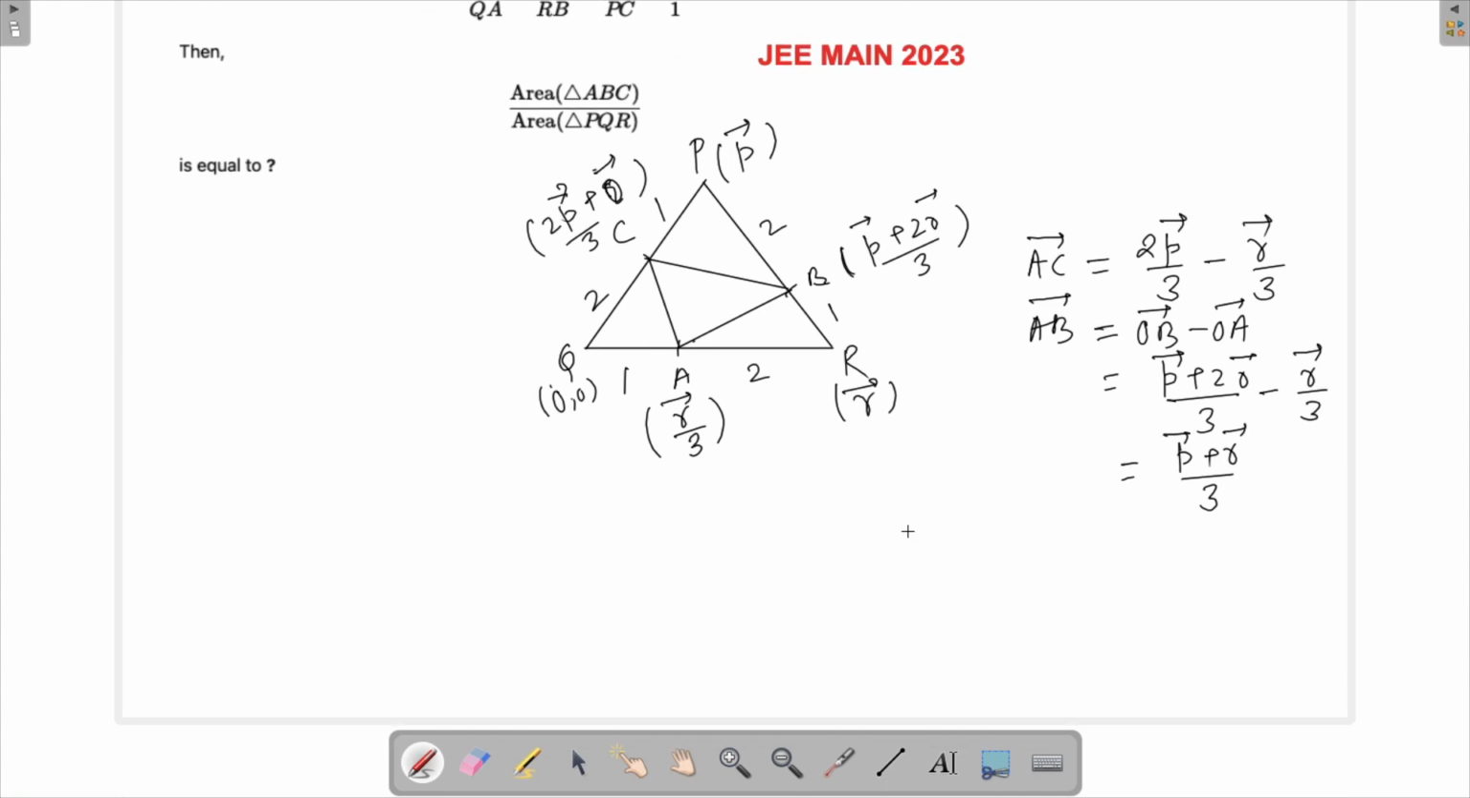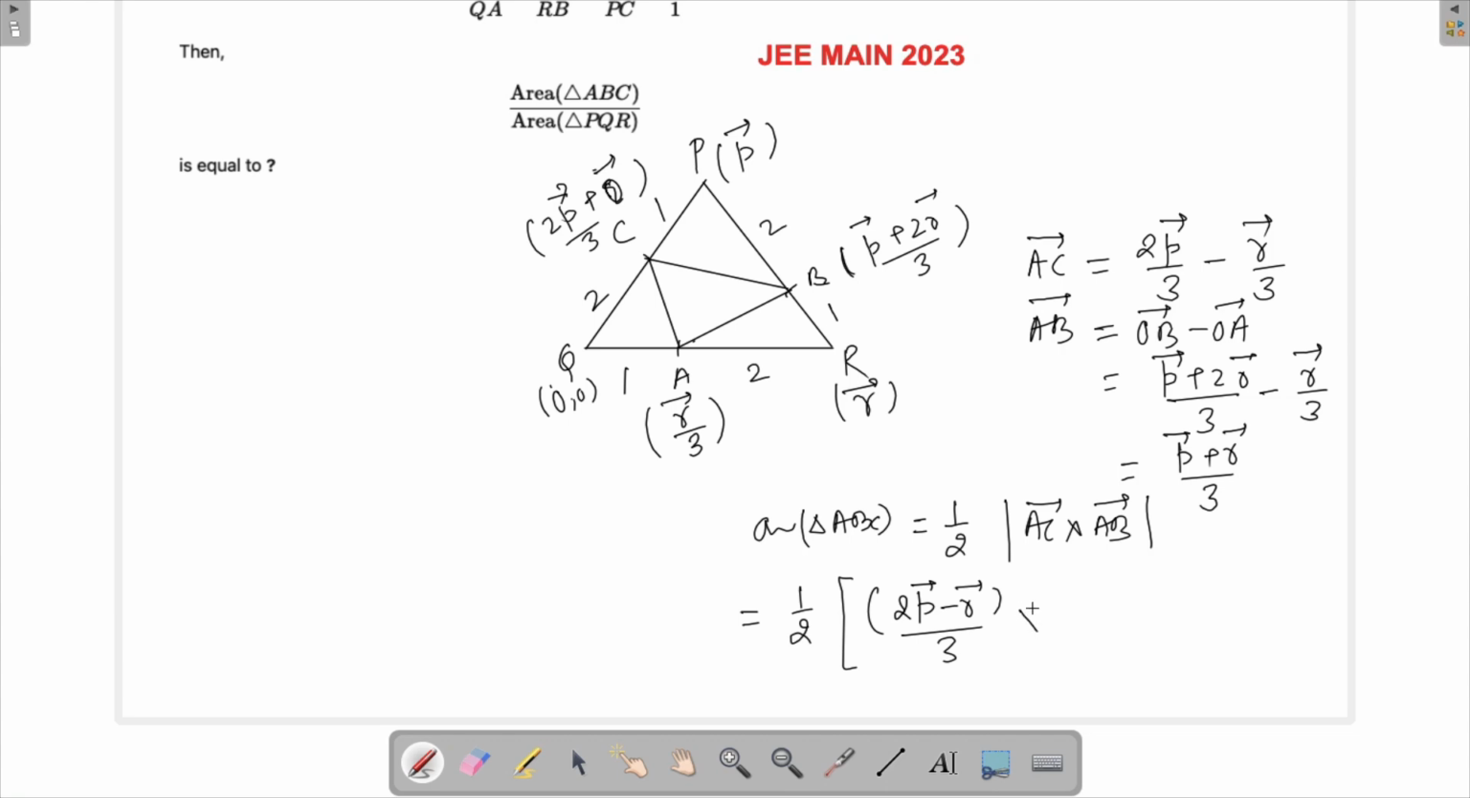Now I want to know the area of triangle ABC. So the area of triangle ABC is simply going to be equal to half into AC cross AB. So let's go ahead and do this. So this will be half into AC. AC is (2P minus R) by 3.